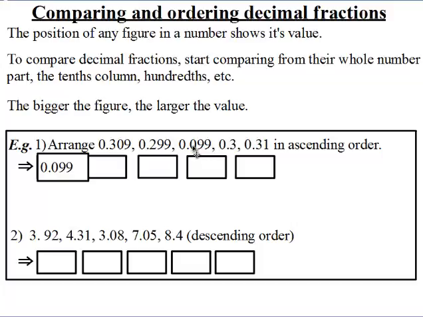Now 0.099 is out. Let's look at the rest of the numbers, still on the tenths column. Which one has the smallest number? 2. Because here is 3, 3, 3. So 2 here, meaning 0.299 is the next smallest number.